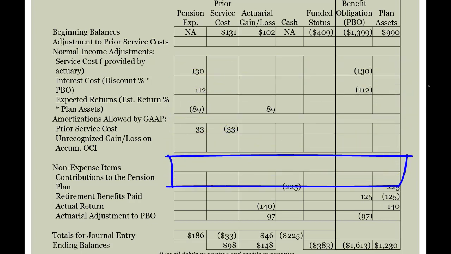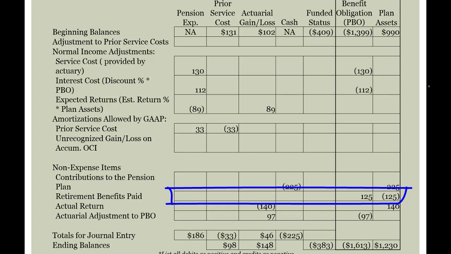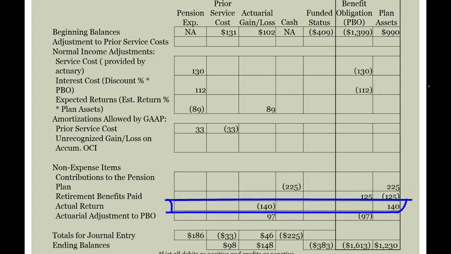If we drop down, there's the $225,000 contribution and the $125,000 that we actually paid out to our retirees. And then we had the actual return of $140,000. So we actually did really well this year. We estimated only $89,000. We really made $140,000. Finally, we seem to be starting to get this right with our estimates.